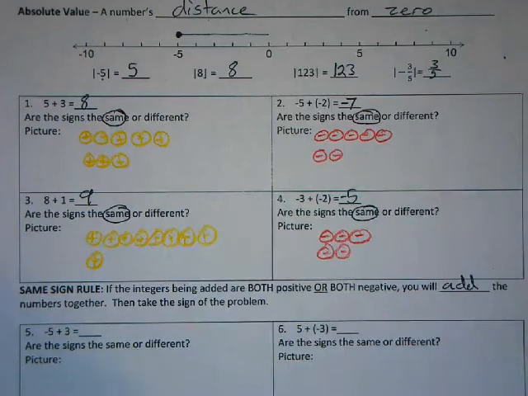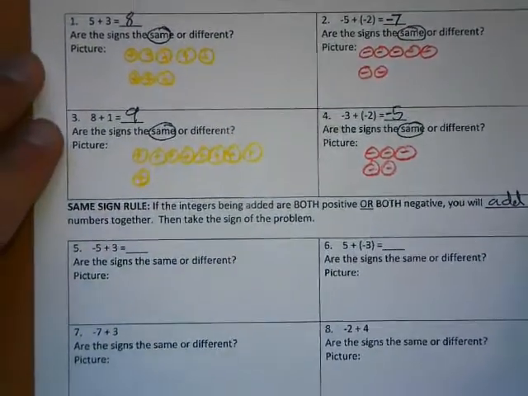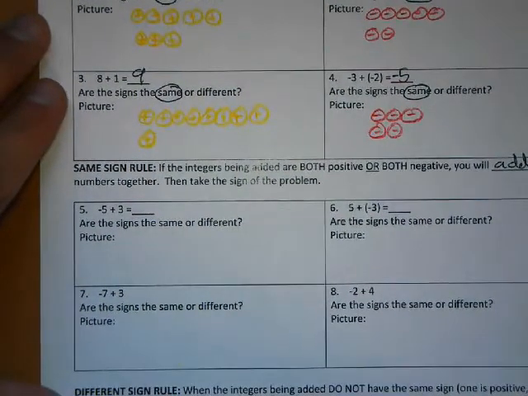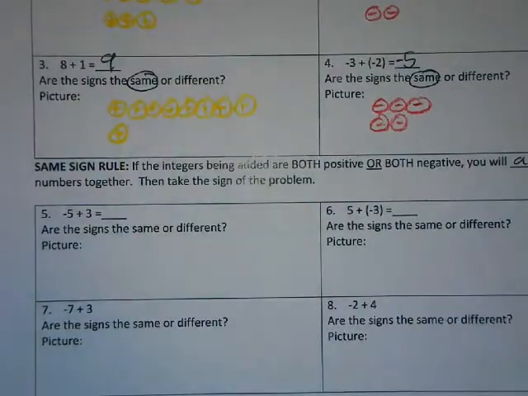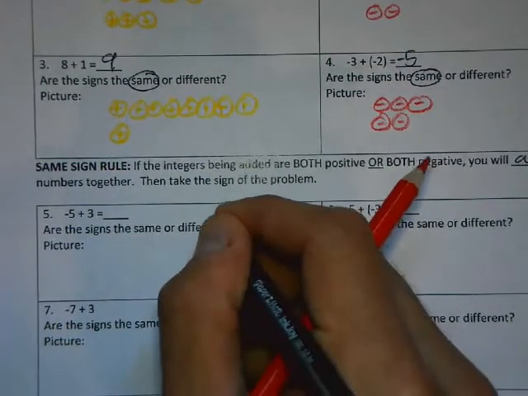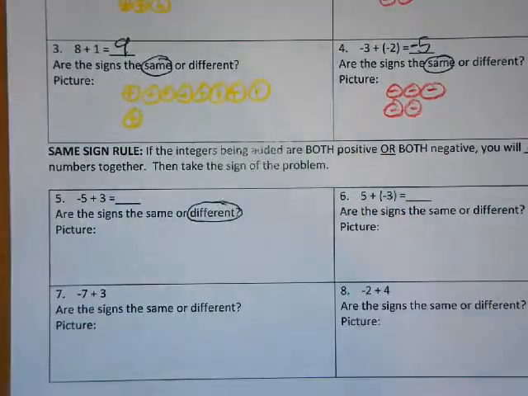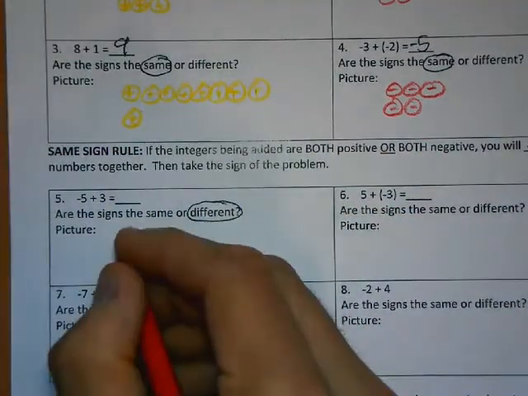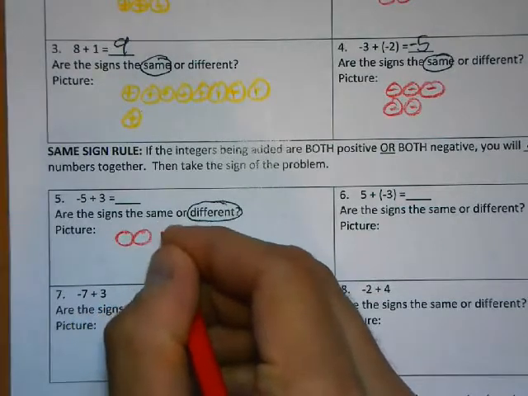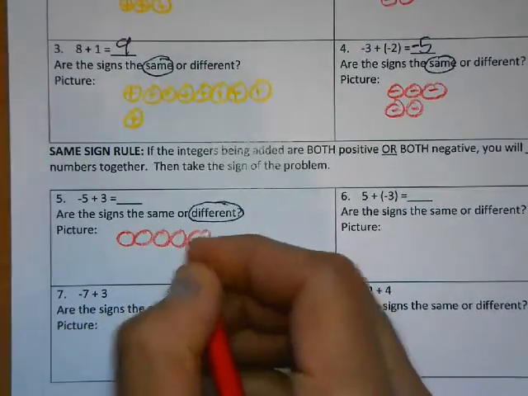Okay, so you got that rule down. Well, let's find out what happens when we have different signs. Okay, down to number 5. Negative 5 plus 3. These don't have the same sign. They have different signs. Let's draw it out. Start with negative 5. 5 negatives.